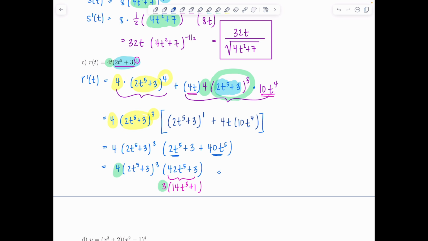So then we'll have 12 times 2t to the 5th plus 3 cubed, and then 14t to the 5th plus 1.